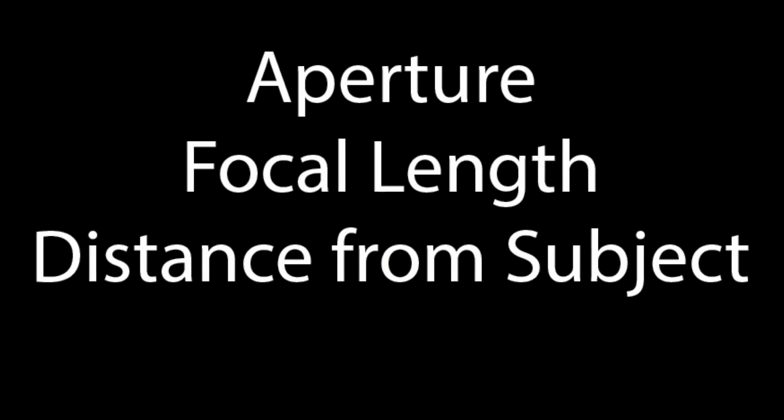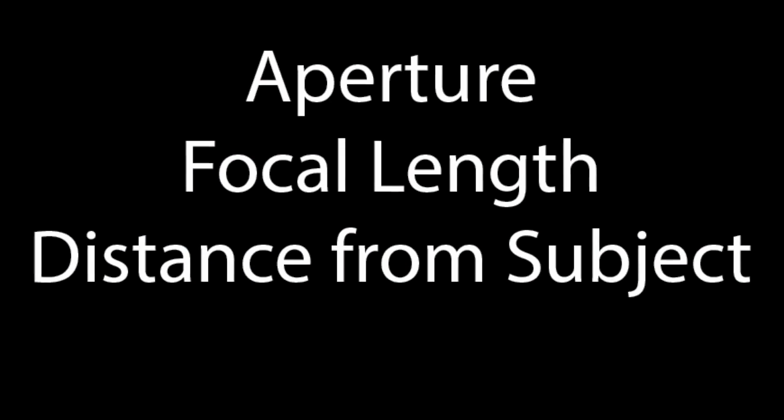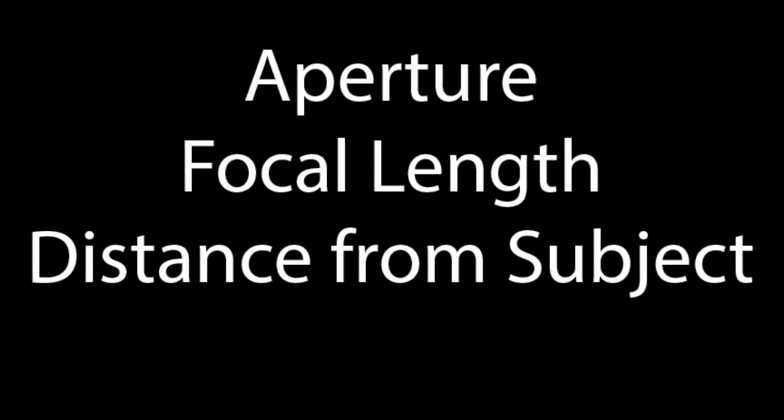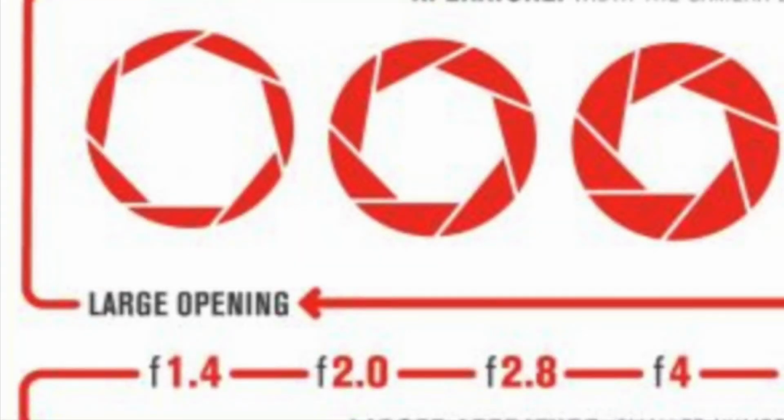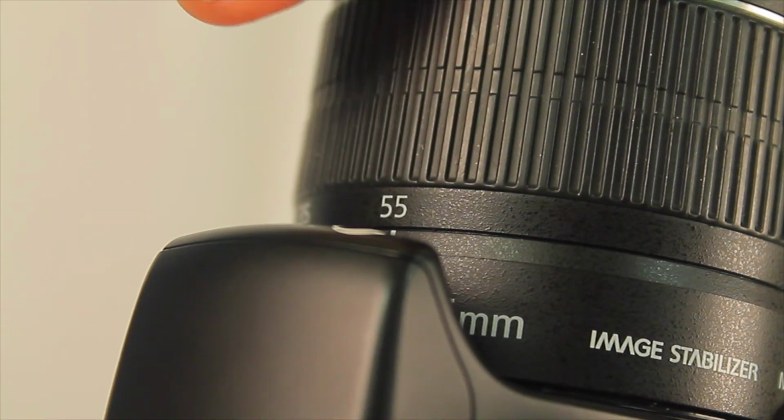So just to make sure you understand correctly, there are three things that affect the shallow depth of field: aperture, focal length, and distance from the subject. A wide open aperture, a long focal length, and a close proximity to your subject will give you the shallowest depth of field.